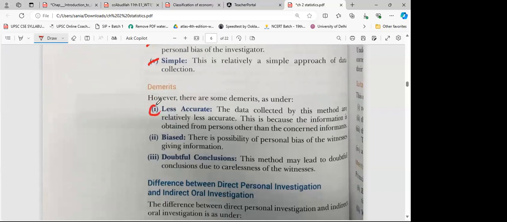Now demerits: less accurate. There is no accuracy because if you are getting the data from a second person, how can you be sure? This can be biased. There is a possibility of personal biases. For example, I want that whatever research you are doing should not be correct, and I give you the wrong data. A doubtful conclusion can come because you are not doing the things on your own. So of course you can doubt the conclusion as well.